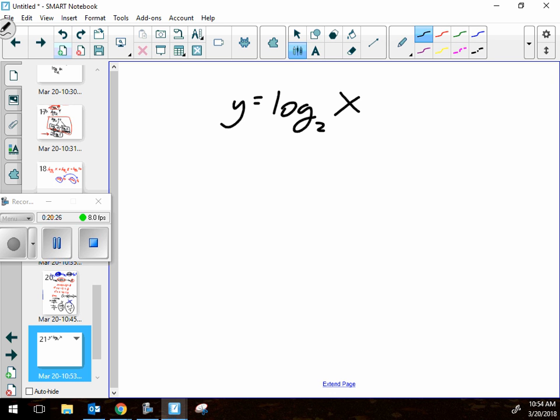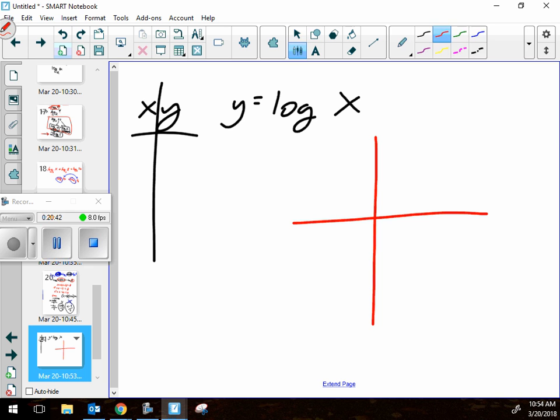All right, let's not use log base 2. Let's use log without a base and see if you know what that would mean. Would you please find 3 points that are on this and the asymptote, and then make a sketch. 3 points that are on this one.